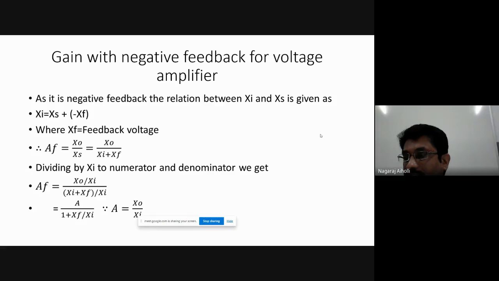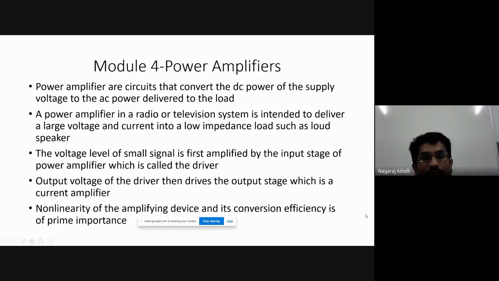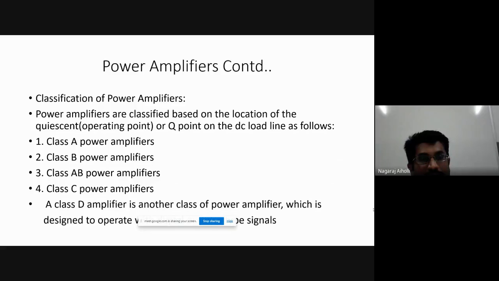Okay. So students, in the next class, we'll start with the next topic, that is, the module on power amplifiers. What is a power amplifier? What is the definition of a power amplifier? Which are the different types of power amplifiers? What is the classification of power amplifiers? What is meant by class A, class B, class AB, and class C power amplifiers? What is a class D amplifier? All these details we'll take up in the next class. Okay. Thank you.